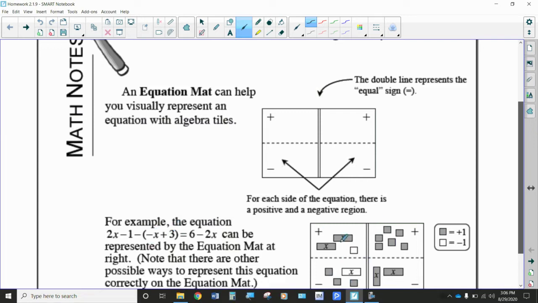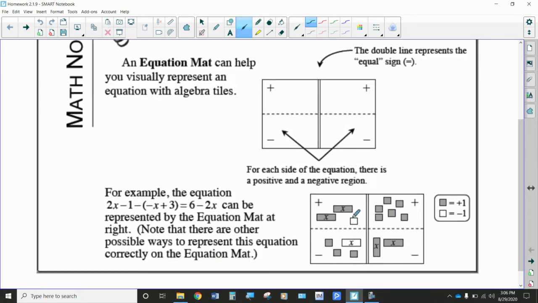Here's your 2x's plus, I actually don't like how they did that because they said minus 1 instead of plus a negative 1. I do agree with this: you're taking away a negative x and positive 3, but that really should say 2x plus a negative 1. That's how that's shown here. And on the right side, you've got 6, 1, 2, 3, 4, 5, 6, and then minus 2x's.